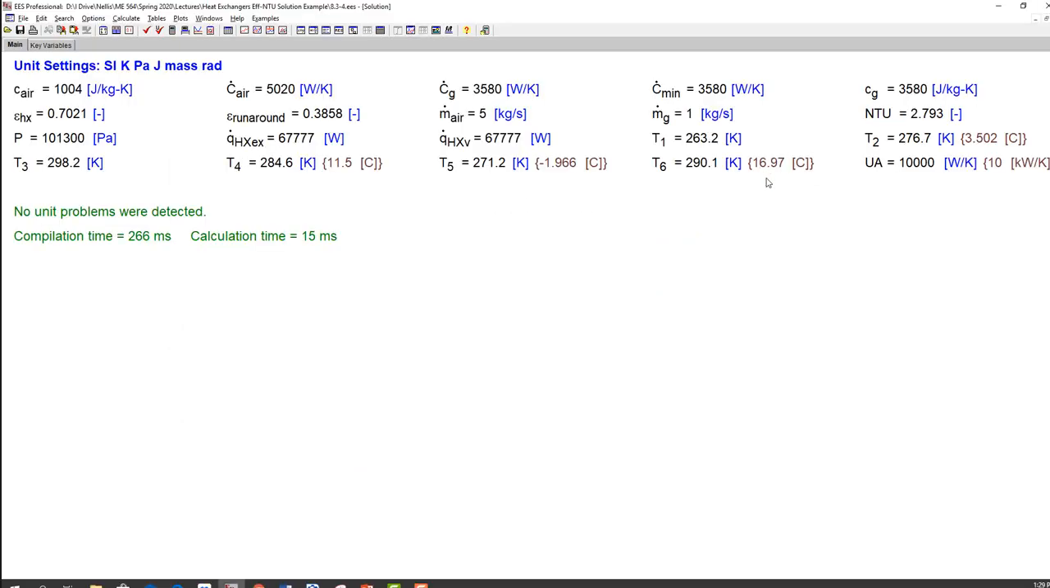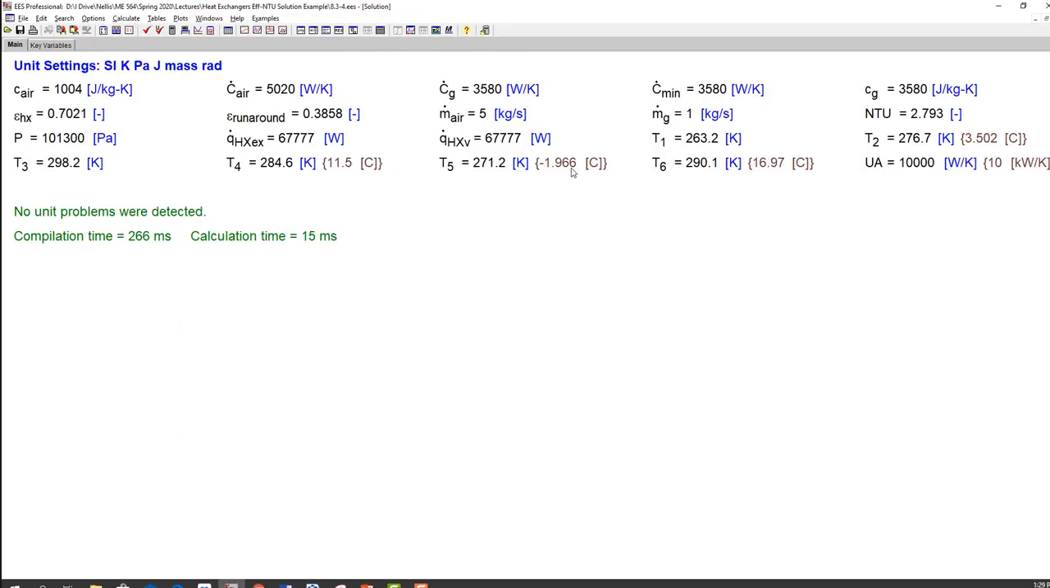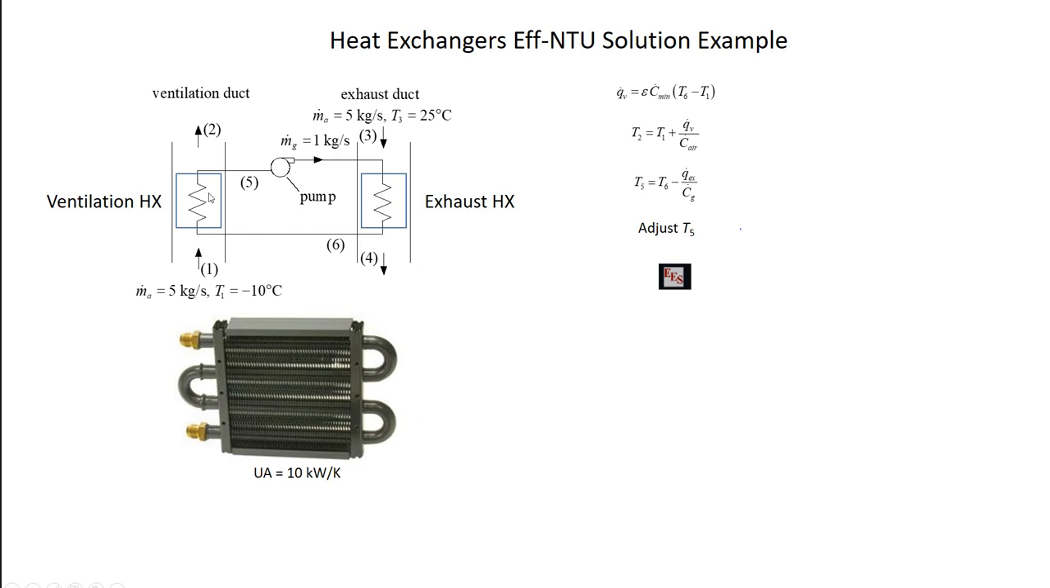If I look at my ethylene glycol, it's going to come in here at about 17 degrees Celsius, and it's going to leave here at about minus 2 degrees Celsius, right? So that's when it cools down, and then over here it's going to go in at minus 2 and warm up to 17 degrees Celsius. So that's my runaround loop, right? That's how this all works.